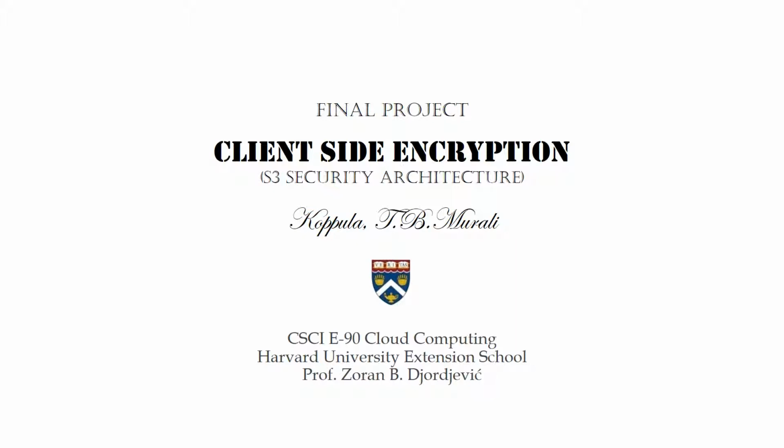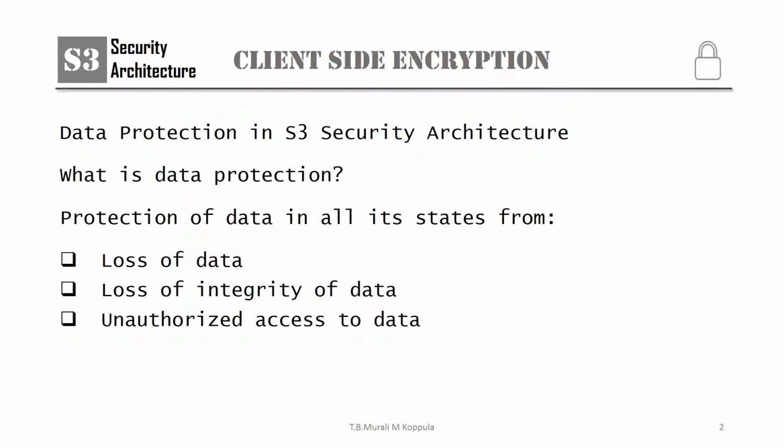Client-side encryption is part of the Amazon S3 security architecture. It is designed to protect the data at its various stages. Several techniques are used to provide a high level of protection to the data stored in S3. What is data protection in the context of Amazon S3?